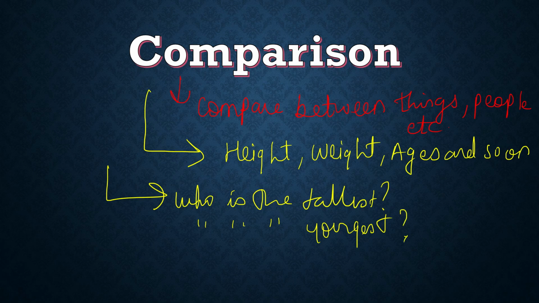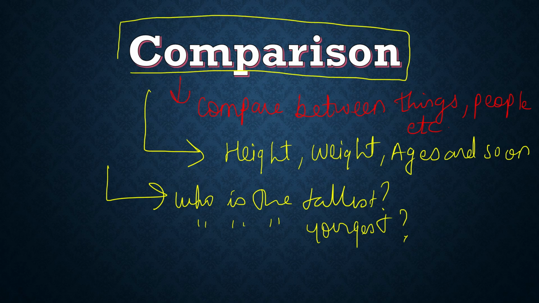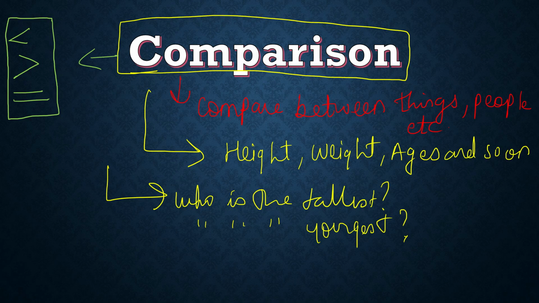So when you say comparison, three symbols come into picture. One is less than, greater than, and equal to. So these are the three symbols which are used in comparison.